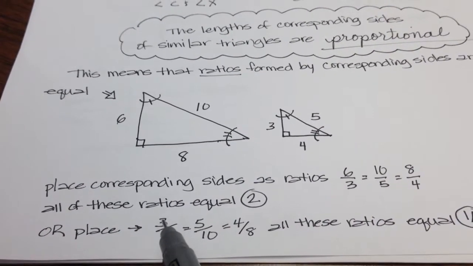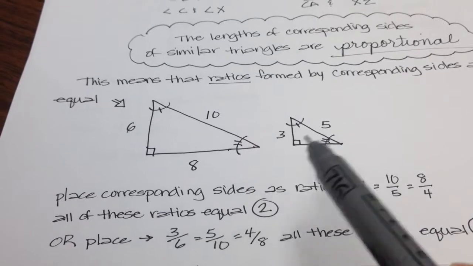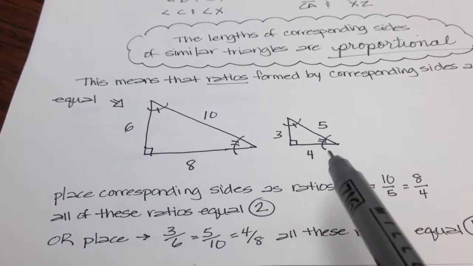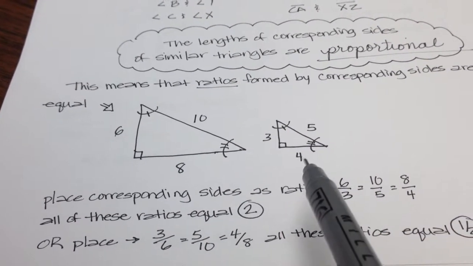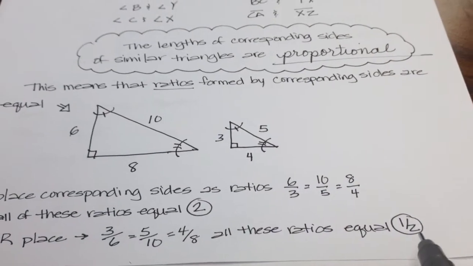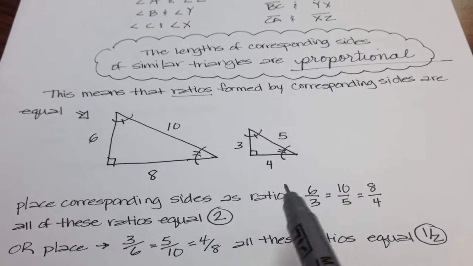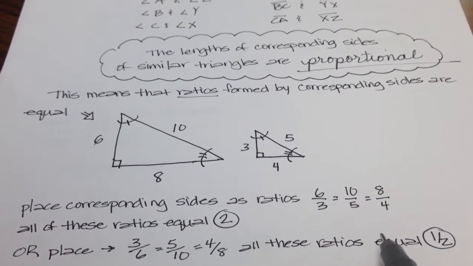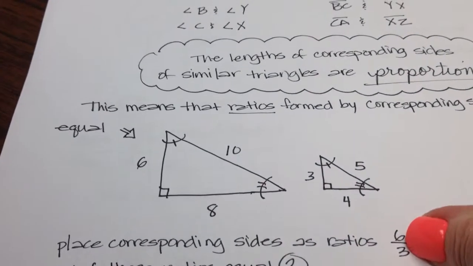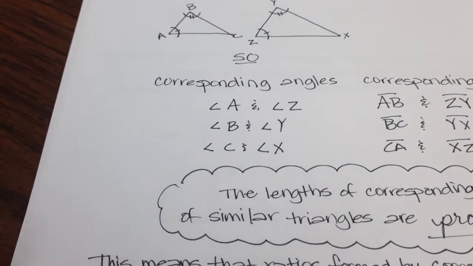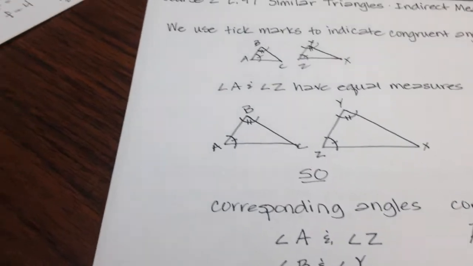Or do it the other way, 3 to 6, 5 to 10, or 4 to 8, and all of those ratios equal a half. So they are proportional. Yes? I think you can get it. All right, flip the page.